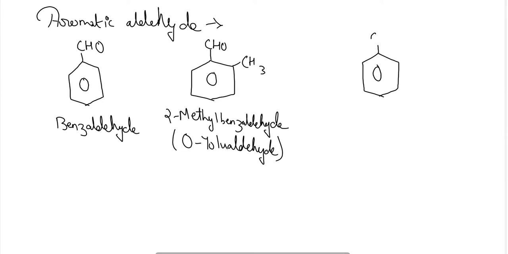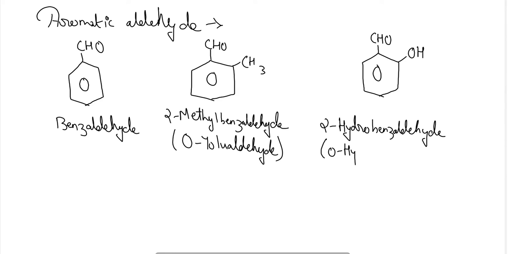With the aldehyde group, an OH group is also attached. Then the OH group will get the second priority and the CHO, that is the aldehyde group, will get the first priority. So the name of this compound will become 2-hydroxy benzaldehyde, or ortho-hydroxy benzaldehyde. Ortho-hydroxy benzaldehyde.